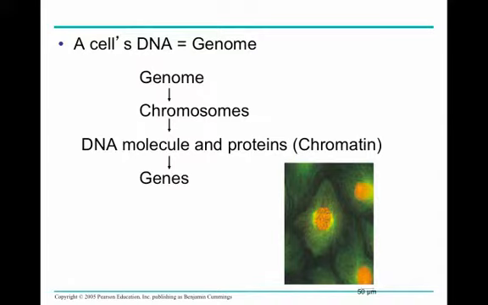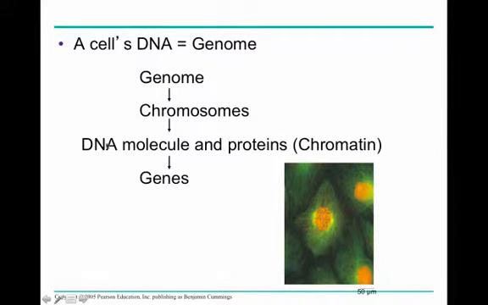Some key terms. All of a cell's DNA is called its genome. So in our cells we have 46 chromosomes, 23 pairs. We'll get to that idea of pairs when we talk about meiosis, but all of that is the genome. And the genome, of course, like I said, made of chromosomes. In humans it would be 46.